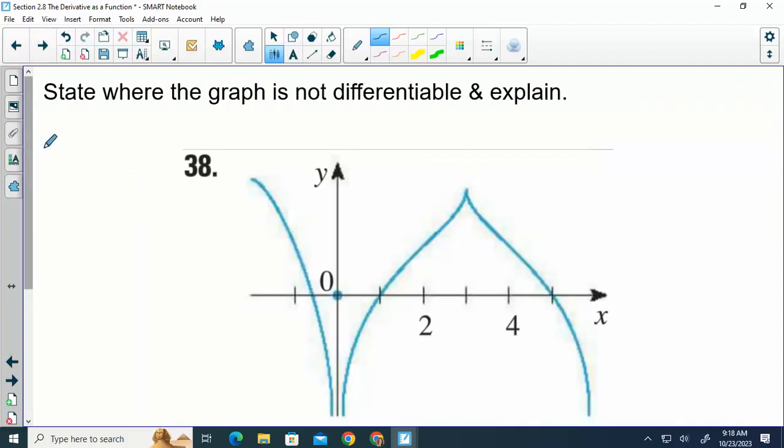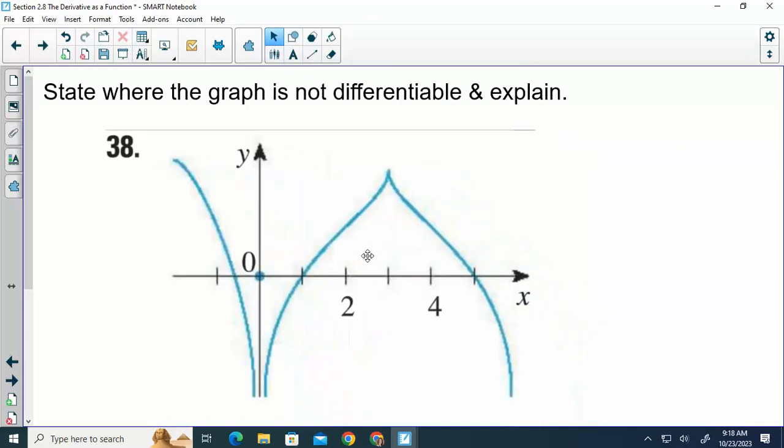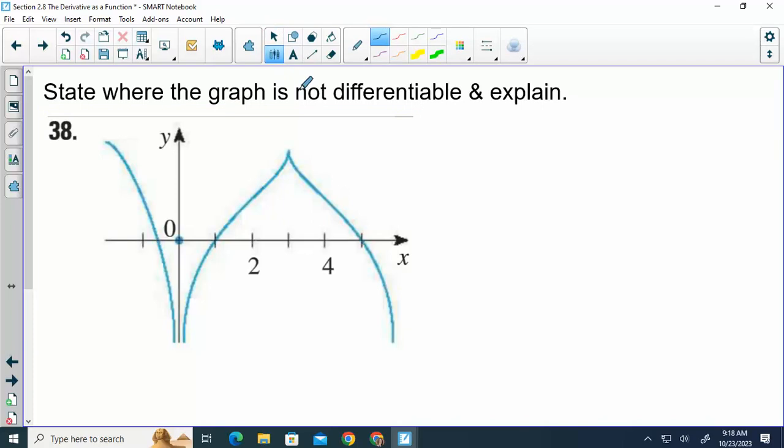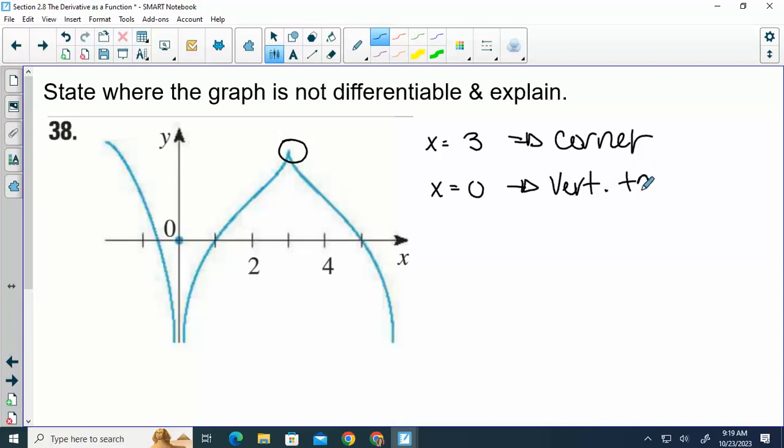Let's look at this one. Where is this graph not differentiable? So where does the derivative not exist? What are the 3 cases that make a derivative not exist? A discontinuity, a corner, and the vertical tangent, which is also a type of discontinuity. Okay, so where would it not have a derivative? At 3. The reason is it's a corner. What's one more place you wouldn't have a derivative? 0. And the reason is, you could say discontinuity or a vertical tangent line, either one.